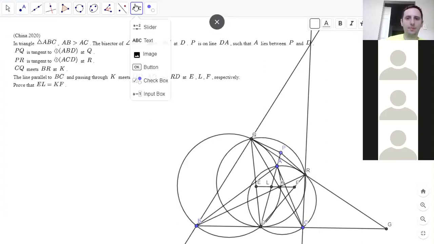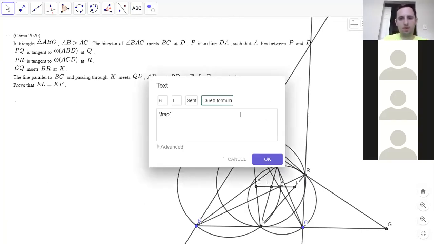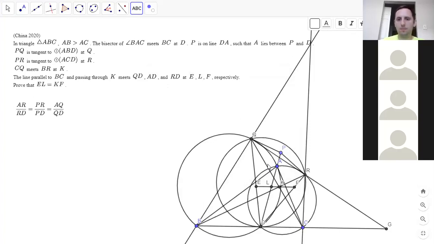Interesting. So we have AR over RD is equal to PR over PD, which is equal to AQ over QD. And so from there, we will write sine law in ARD and AQD. Okay, so sine this over AR is equal to sine that over AD. I feel like there's probably a way to do this without trig, but let's see.